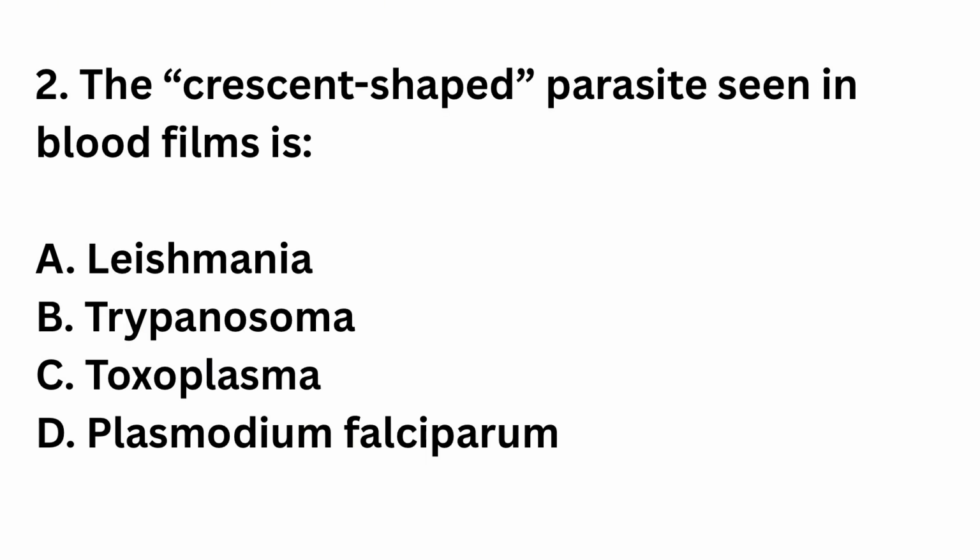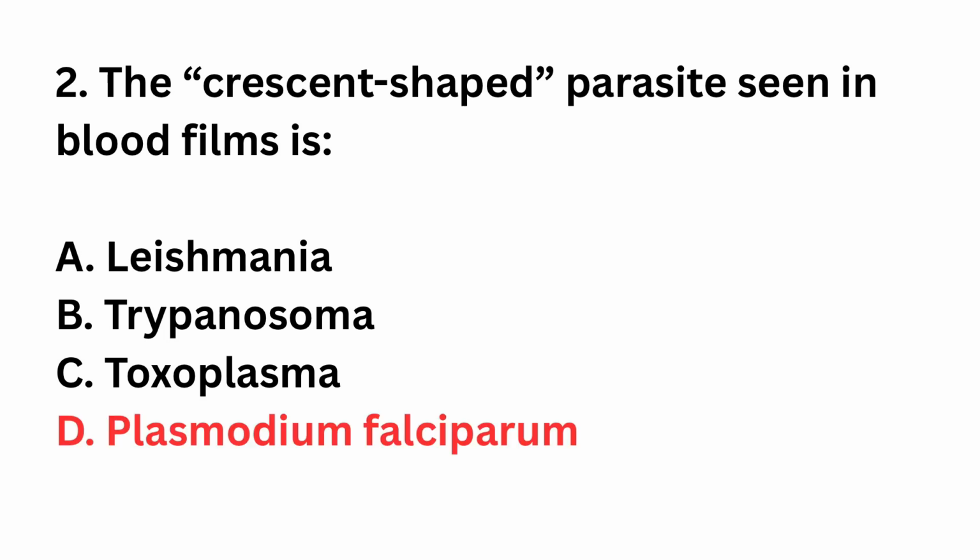Question number 2. The crescent-shaped parasite seen in blood films is Leishmania, Trypanosoma, Toxoplasma, Plasmodium falciparum. The right answer is option D, Plasmodium falciparum. Plasmodium falciparum gametocytes are banana or crescent-shaped. This feature helps to differentiate it from other malaria species.